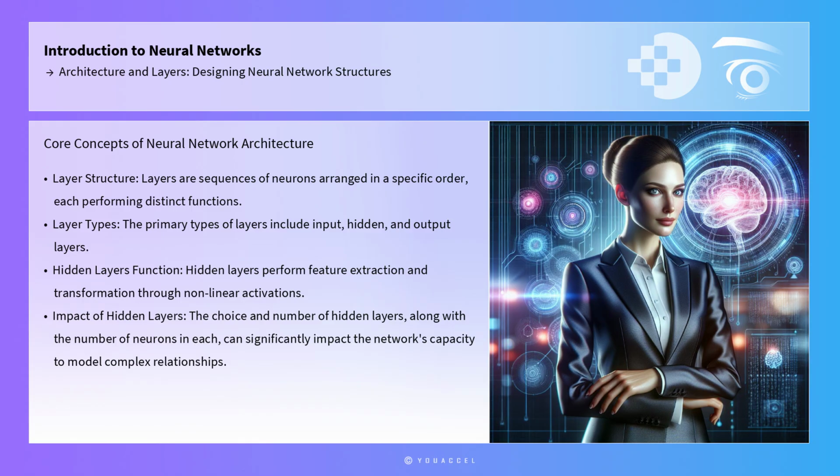At the heart of neural network architecture is the concept of layers. Layers are sequences of neurons arranged in a specific order, each performing distinct functions. The primary types of layers include input, hidden, and output layers. The input layer receives raw data, while hidden layers perform feature extraction and transformation through nonlinear activations. The final predictions are made in the output layer. The choice and number of hidden layers, along with the number of neurons in each, can significantly impact the network's capacity to model complex relationships within data.